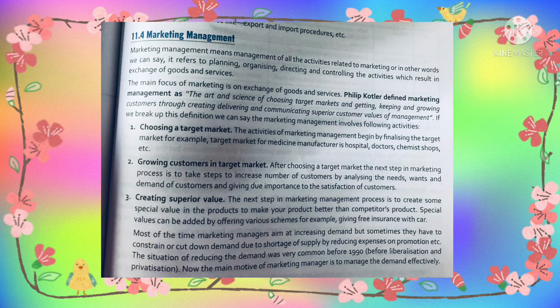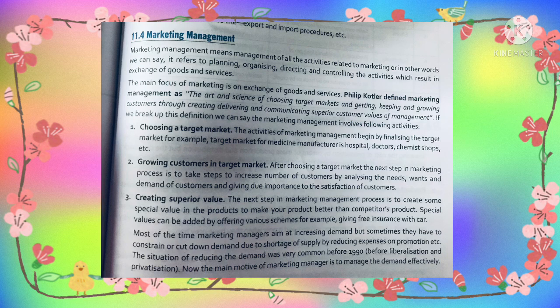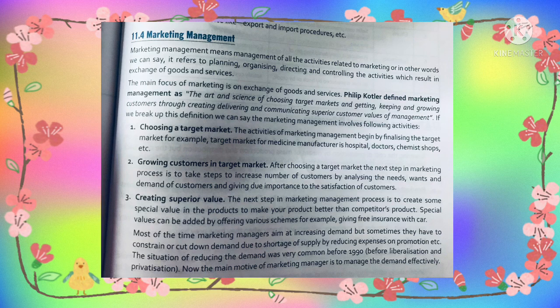Third is creating superior values. The next step in the marketing management process is to create some special value in the product. That is the third stage, to make your product better than the competitors' product. Obviously, when you come into the market, you have to deal with competitors, because you want to make your product better than the others. That is how competition begins. That is why you want to make your product much better than the competitors' product.